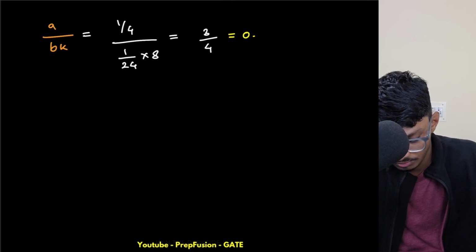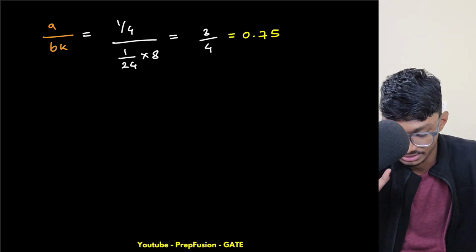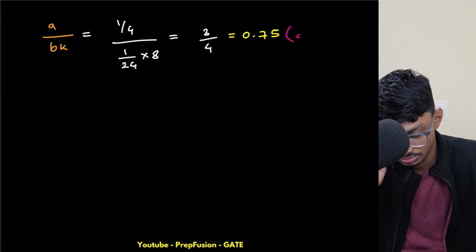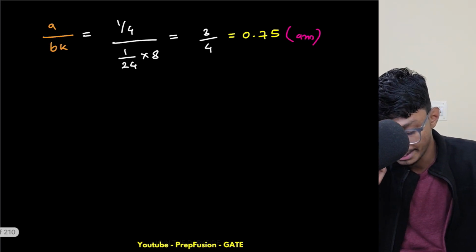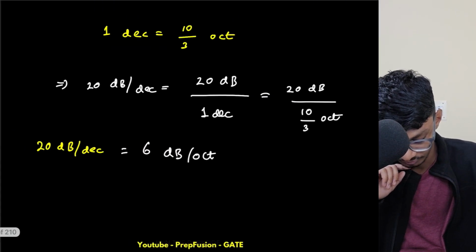So this becomes 0.75. Okay, so yeah, this is the answer. Basically the answer is this one. So this is what I meant by finding the value of K from the intersection of the omega axis. This is what I meant here.